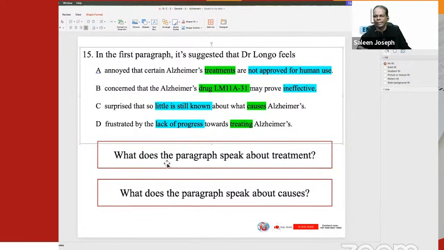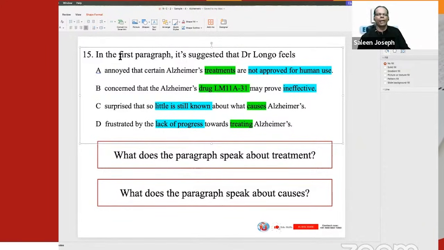Here, what does the paragraph speak about? Treatment. As you read, you should find out what it speaks. Does it speak about the treatment not allowed or approved for human use? Or does it say the treatment is very ineffective? Or does it say the treatment is not progressing? There is a lack of progress.